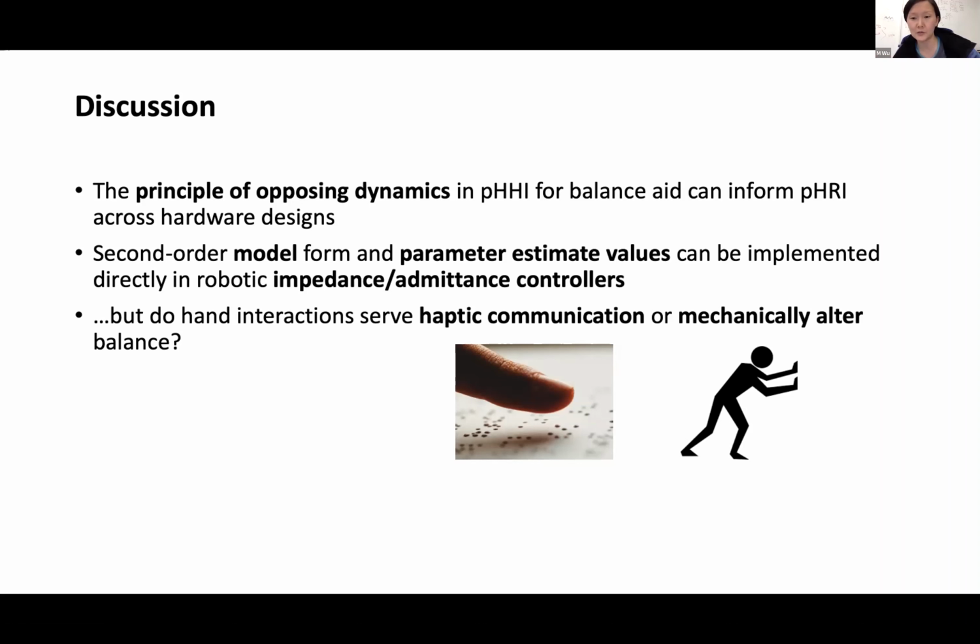But in the end, some question that does come up is, do these hand interactions primarily serve haptic communication, or are they mechanically altering balance? Because while I'm presenting this as sort of mechanical elements, you can still think of it as maybe these torques are just signaling information related to angular displacement, velocity, or acceleration. And this is a question I continue to work on. And I would love to discuss with people who have good ideas of how to create a metric for haptic communication and the amount of information being exchanged physically.